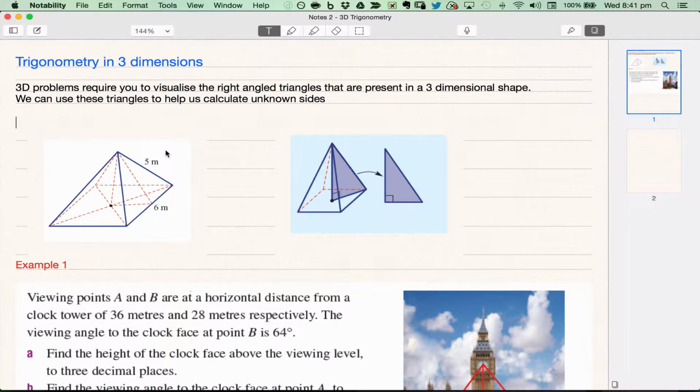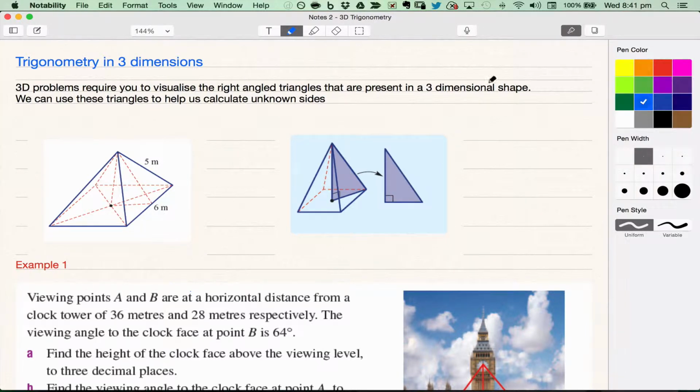Now when we've got problems in 3 dimensions or 3D, I'll just write that up here. You'll get a shape, a 3-dimensional shape. This one here is a square-based pyramid and another square-based pyramid, but you could get all kinds of different shapes. You might get a cube or a rectangular prism.